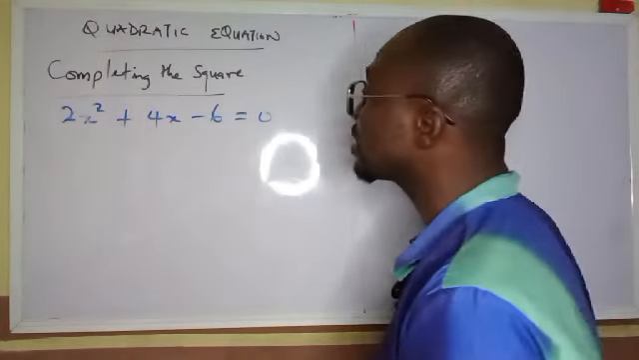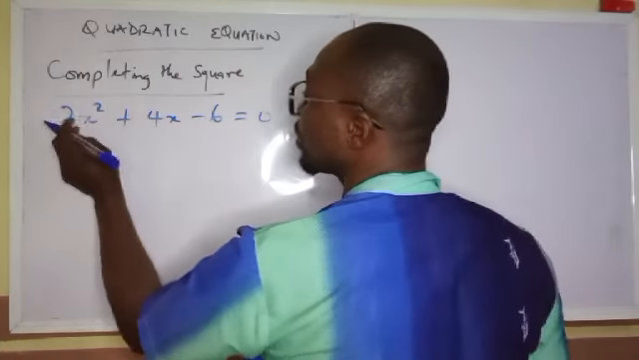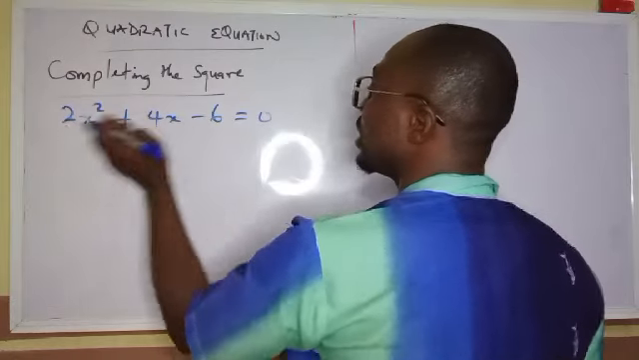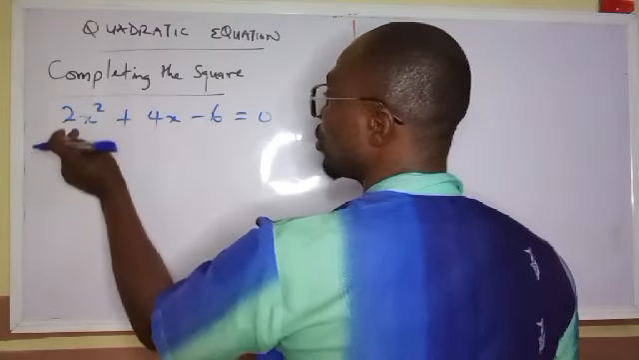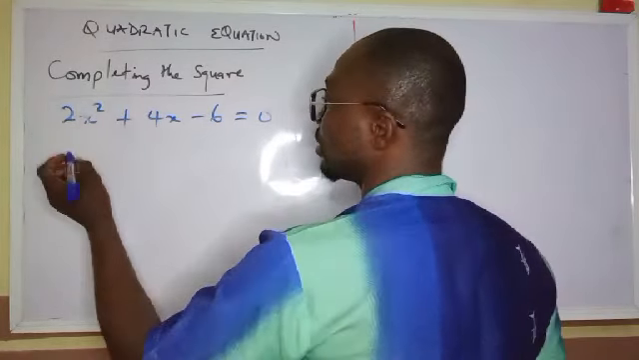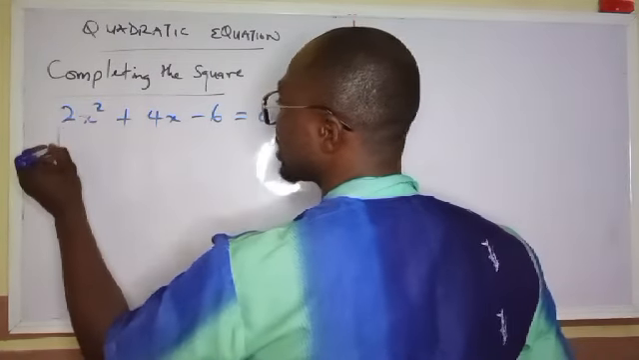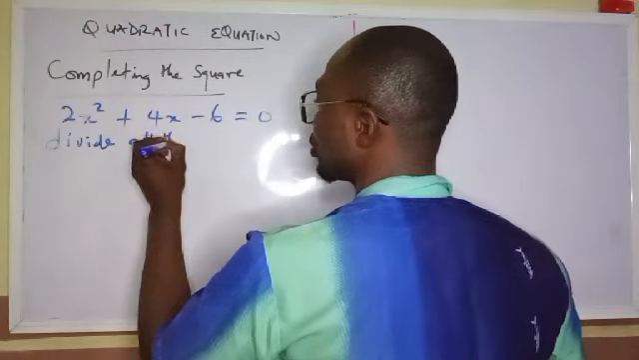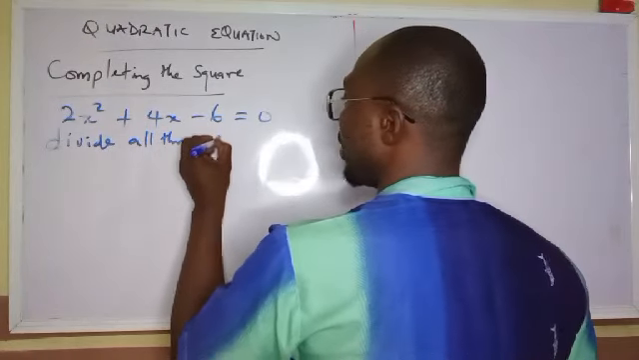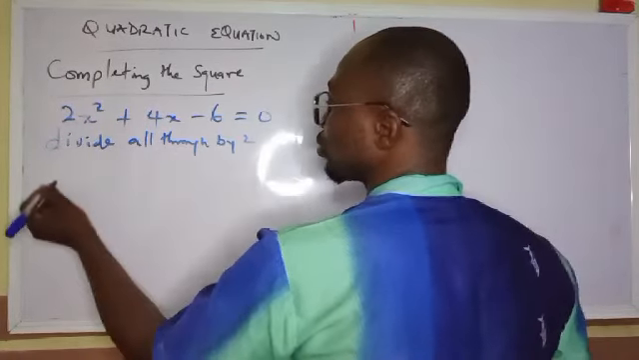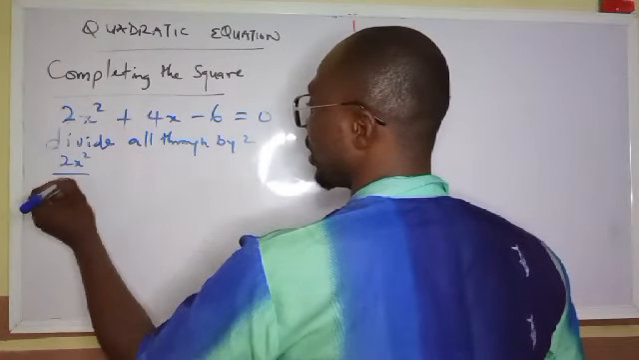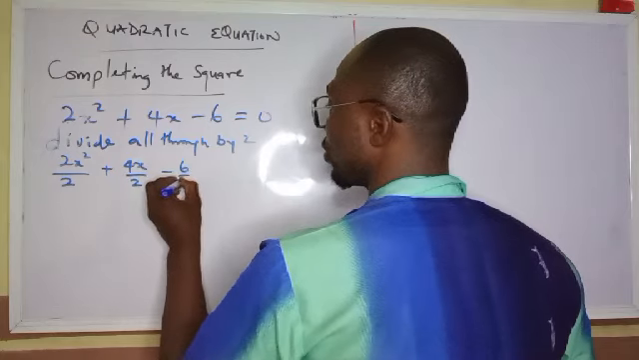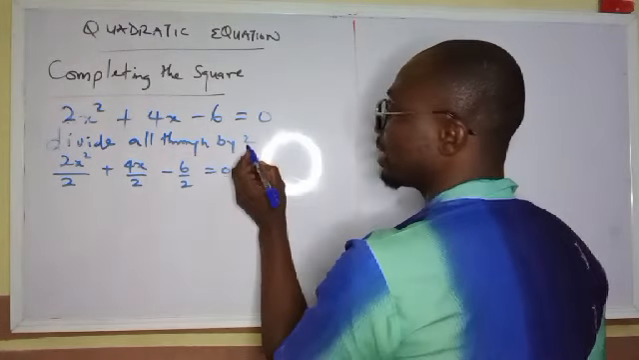The first thing we have to do now is, if you look at the coefficient of x squared here, it is 2. So we divide each term in the equation by 2, so that we'll have the coefficient of x squared to be 1. So that is, divide all through by 2. So we have 2x squared all over 2 plus 4x all over 2 minus 6 over 2 is equal to 0.